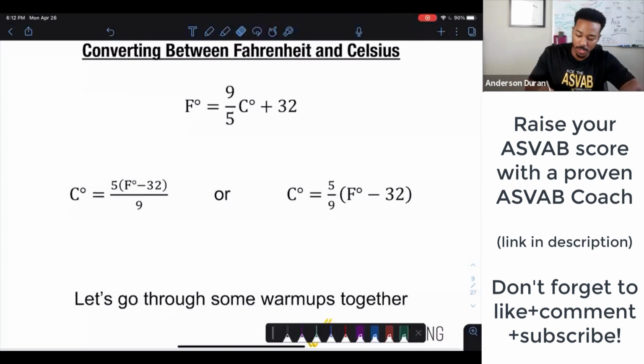Yeah, so Nicole, these are essentially the same exact formula, same things. So instead of saying 5/9 times all that, you can do 5 times all that and then divide by 9. That's all that is. 5 times all that, then divide by 9.